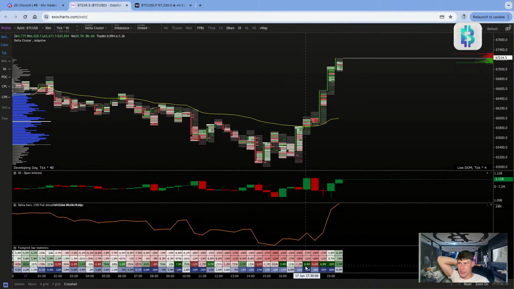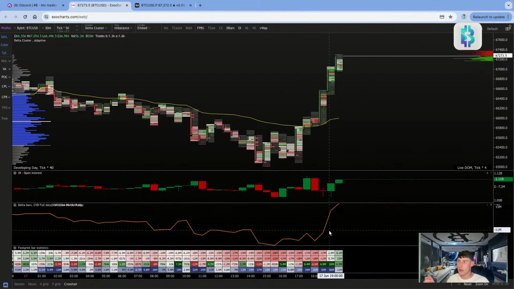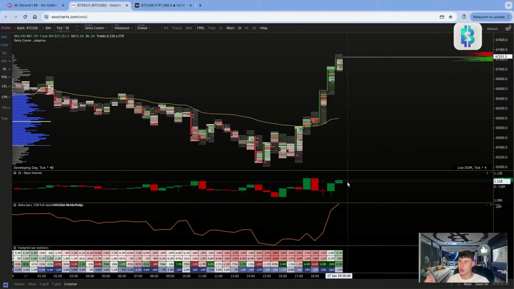Then we got an increase with 6.4 million here. Volume increased as well with 29 million. Then we got 20 million here with 56 million volume, so 20 million positive delta. Okay, so if we can continue this increase of positive delta and volume, right, then this is a nice sustainable push towards the upside.